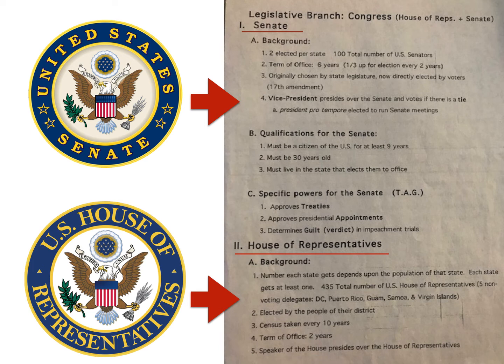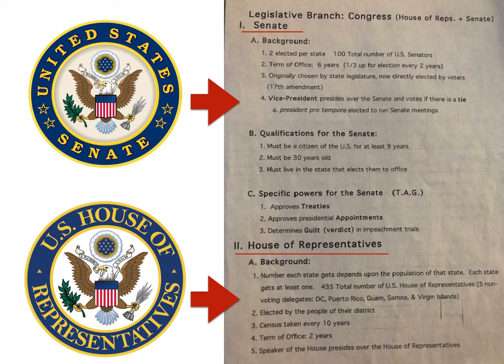Okay, I have to live in that state. The Constitution also gives the Senate very specific powers. Sometimes the small acronym TAG might help you remember it. The Senate approves treaties. All right, so if the president makes a treaty with Canada, the Senate has to okay it, and only the Senate.